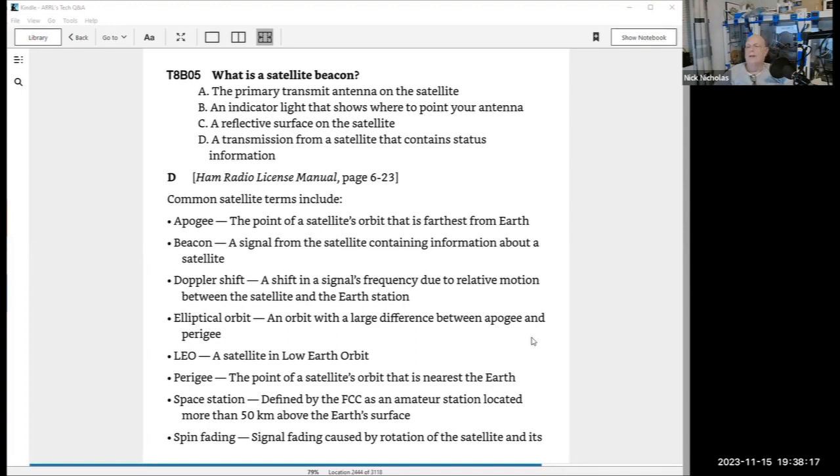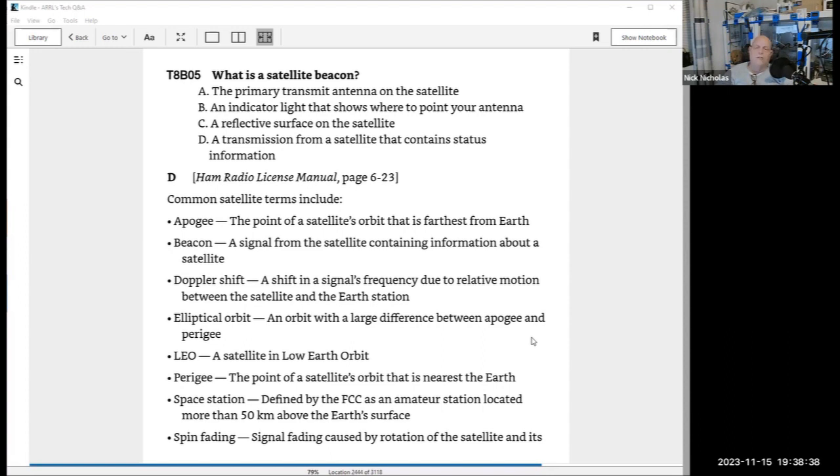Elliptical orbit means that it's got a large difference between apogee and perigee. It's egg-shaped. Most amateur radio satellites are LEO satellites. That's low orbit satellites. They're relatively close to the planet.